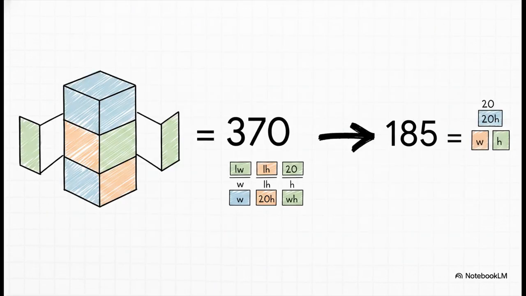Okay, 1 down, 1 to go. Now for the surface area. The formula is a bit more involved. It's 2 times the area of the front plus the top plus the side. So 370 equals 2 times the whole lot. Again, let's simplify by dividing everything by 2. That gives us our second key equation. 185 equals 20W plus 20H plus WH.